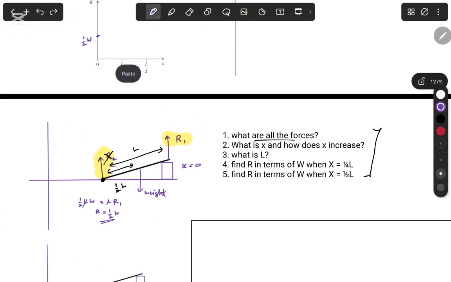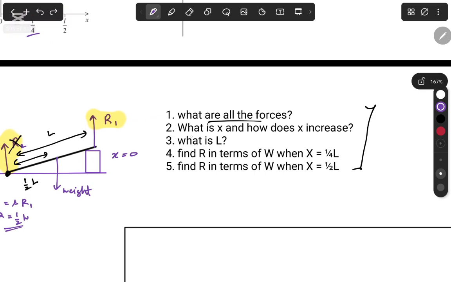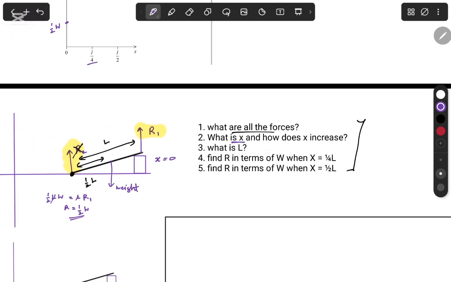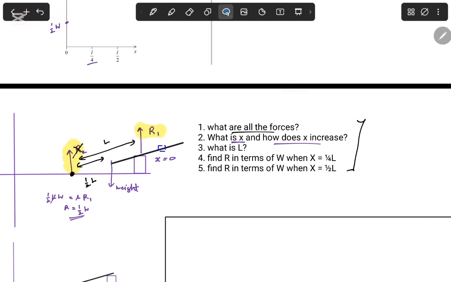I have actually put more questions, so we're going to answer those as well. Now, we're going to look at X, okay? What happens to X and what is X really? X is basically how much of the book is outside. And how is the X value going to increase? The X value will increase as the book goes more outside. So as it goes outside, X will increase. So you can see X increases. And then what is L? The length of the book.